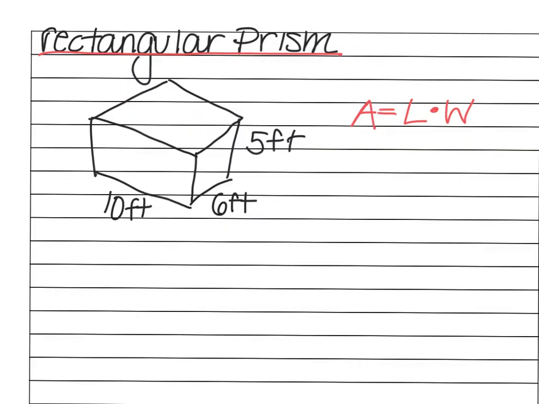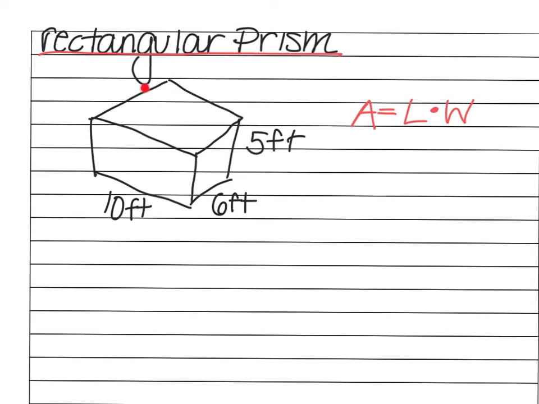Now we are going to find the surface area of a rectangular prism. Here's our rectangular prism, which is like a package that you would get maybe in the mail, and you would need to find the surface area of that. In order to do that, you need to find how much wrapping paper you would need to put around it. So we need to find the area of each of the faces.